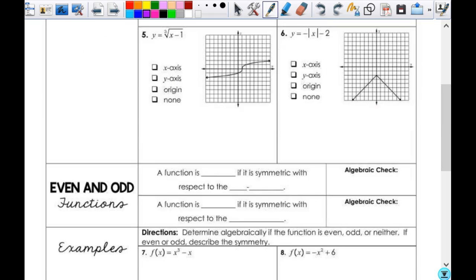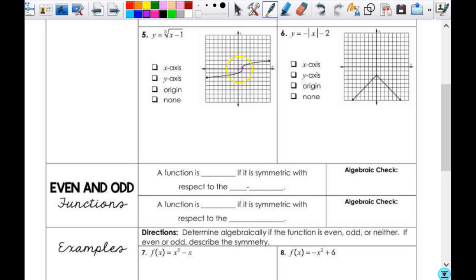So on number 5, does it have any kind of line symmetry? Like, can I reflect it in a line and it look the same? No. Does it have rotational symmetry? It does, but this is my center of rotation, right? If I use the x-axis as a line of symmetry, when I reflect it, it's not going to look the same. Y-axis is not going to look the same. If I rotate it about the origin, is it going to look the same?